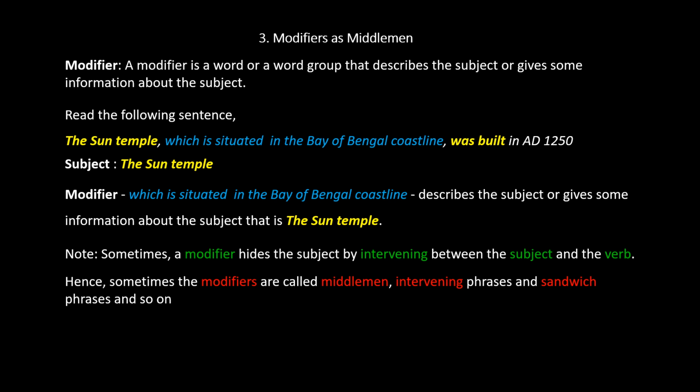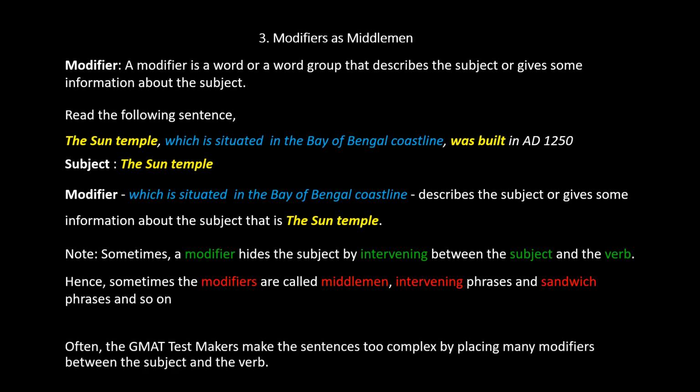Hence, to identify the subject, you need to ignore the middleman or eliminate the middleman, no matter how many middlemen are there in the sentence. A very important point to note here is, after you eliminate all the middlemen from the sentence, a subject and a verb must remain. Also, the subject and the verb, when read together, must make sense.